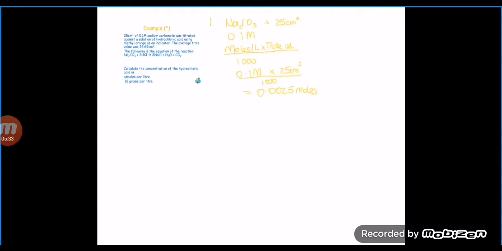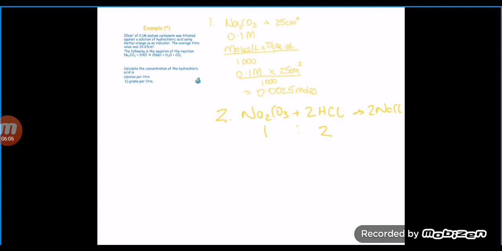So step 2 involves looking at your balanced equation. So our balanced equation is Na2CO3 plus 2HCl goes to 2NaCl plus your H2O and your CO2. So if we look, this is a 1:2 ratio. Now, we don't have 1 mole of our Na2CO3.